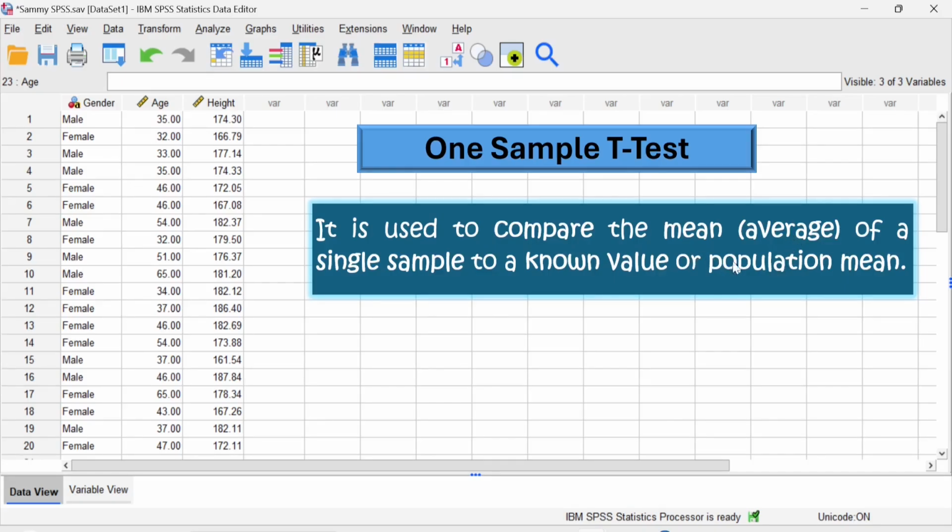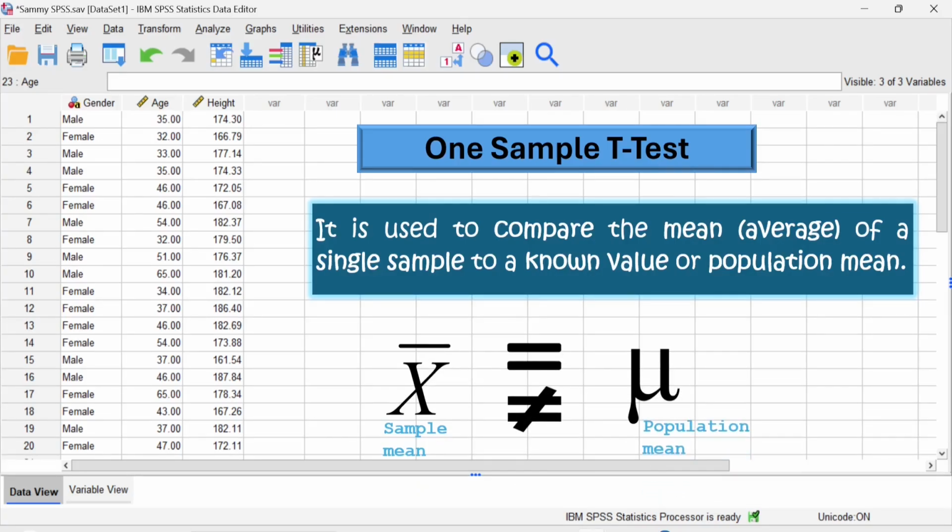There's a population mean or a known value which has already been established, and we are trying to compare our sample mean to it, or we take a sample and we want to find out whether our sample mean is equal to the population mean or not. So here we can find the mean of the age or the height depending on which one we want to use, and that will be our sample mean. Then we try to compare it to the population mean to see whether it is equal to or not equal to the population mean. How did we come by this population mean or known value?